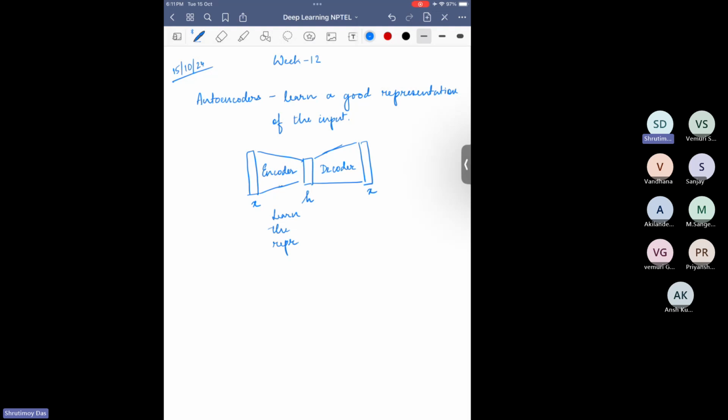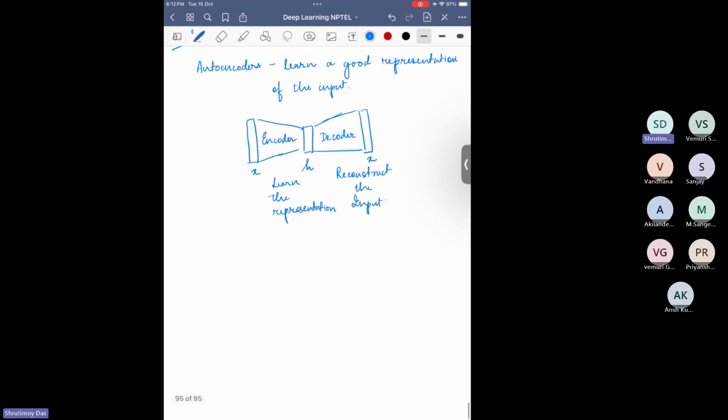Now, how do I evaluate that the representation I have learned is a good representation? You can't just randomly say that my data is equal to some vector, that does not make sense. You have to say that the representation the network has learned is good, and by good representation, we mean that we can reconstruct the input from the hidden representation. So this decoder part wants to reconstruct the input. These are the autoencoders.